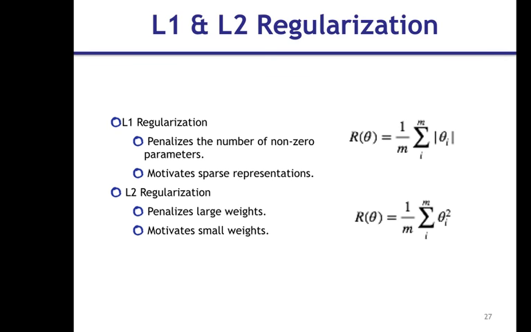Whereas with L1 regularization, where you're just taking the absolute value, this is penalizing non-zero parameters. So the gradient is really just -1. It's just trying to shove it back down to 0, and this will motivate sparse representations, which in some cases you can think of as a simpler representation.